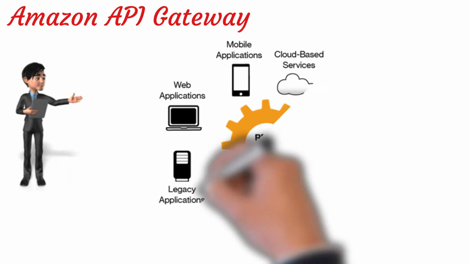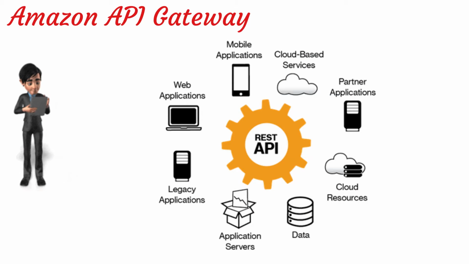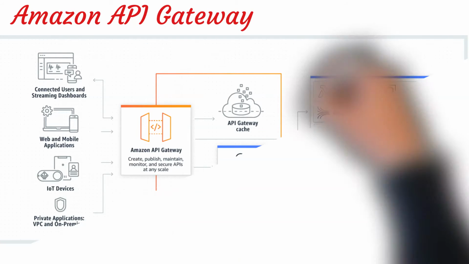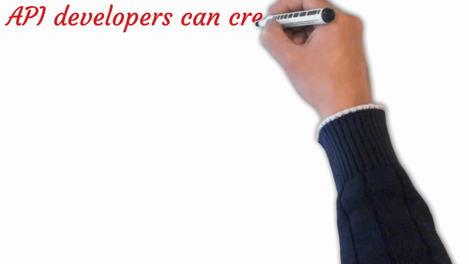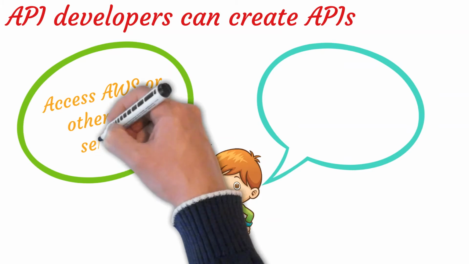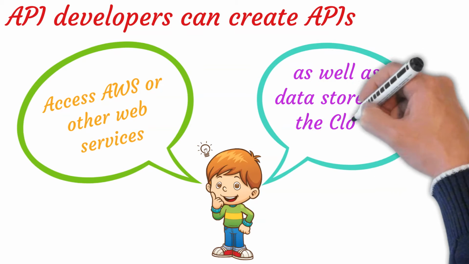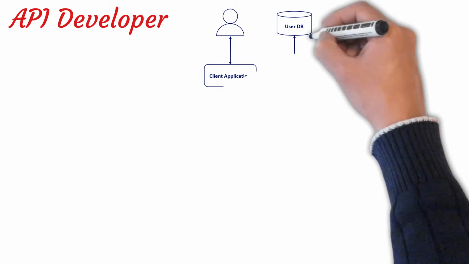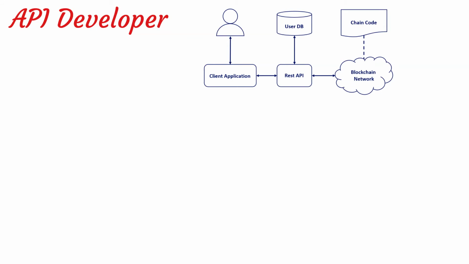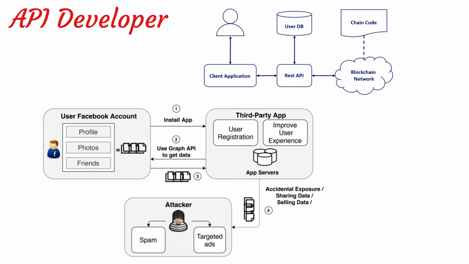Amazon API Gateway allows you to design RESTful interfaces and connect them to your favorite backend. This service is for creating, publishing, maintaining, monitoring, and securing REST, HTTP, and WebSocket APIs at any scale. API developers can create APIs that access AWS or other web services, as well as data stored in the cloud. As an API developer, you can create APIs for use in your own client applications, or you can make your APIs available to third-party app developers.